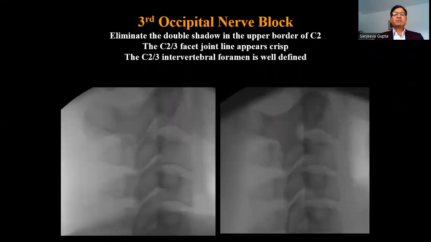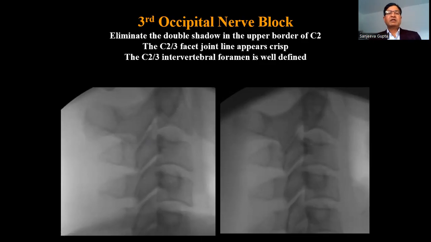Now, moving on to third occipital nerve block. It's quite an important block, and we block this nerve in patients who are suspected to have cervicogenic headache. Nearly 54% of patients who have cervicogenic headache, the C2-3 joint is the source of the pain. And it's quite common after road traffic accident as well.